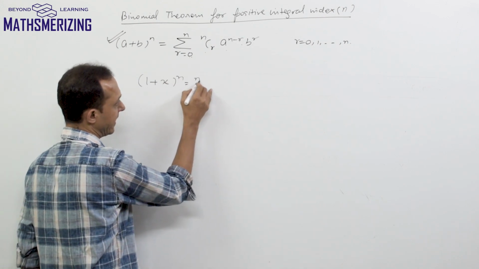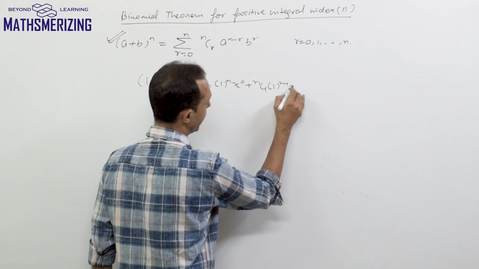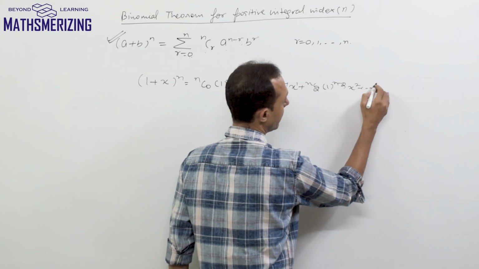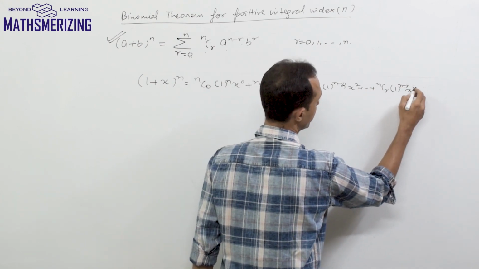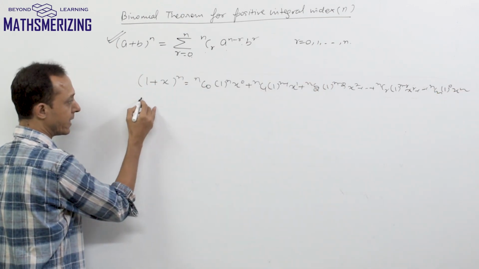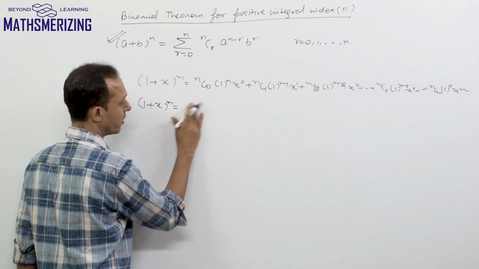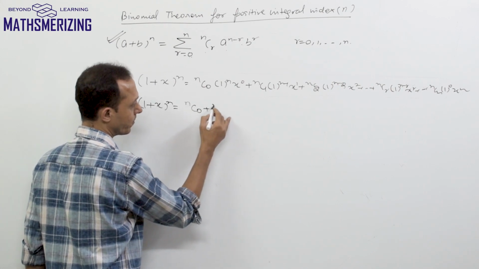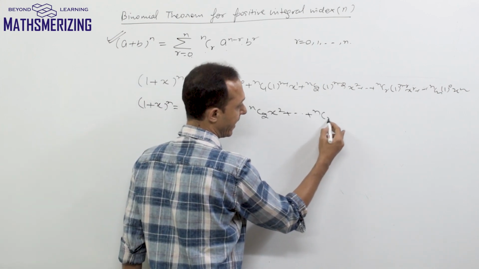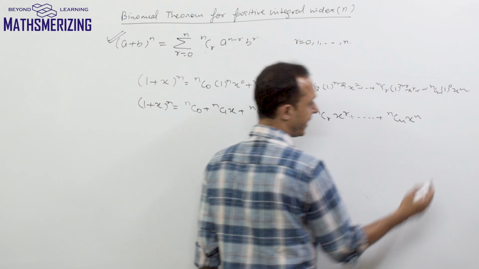So if I write the expansion, I write nC0, 1 to the power n, x to the power 0, nC1, 1 to the power n minus 1, x to the power 1, nC2, 1 to the power n minus 2, x to the power 2, nCr, 1 to the power n minus r, x to the power r, and then nCn, 1 to the power 0, x to the power n. So I can simply write (1 + x) to the power n as nC0, nC1 into x, nC2 into x square, nCr into x to the power r, and then plus nCn into x to the power n.